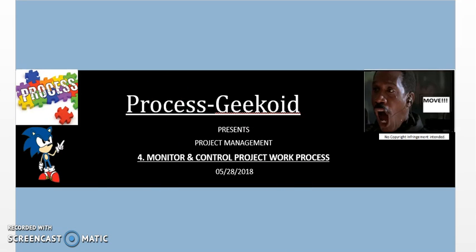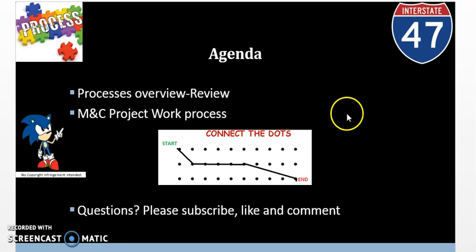So today we will be going over the review of the PMBOK processes table from last time. Keep in mind I'm going off of PMBOK 5 as this reflects my personal journey on the PMP. And also we are going over specifically today the monitor and control project work process. Keep in mind that this process occurs at the intersection of the integration knowledge area and the controlling process group.